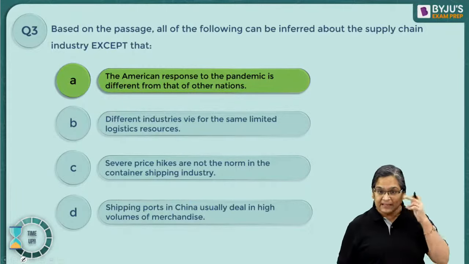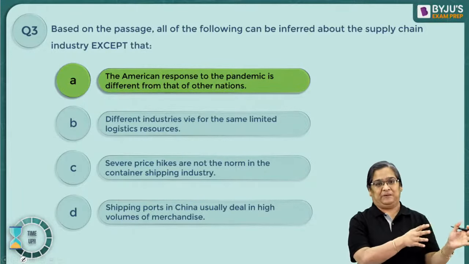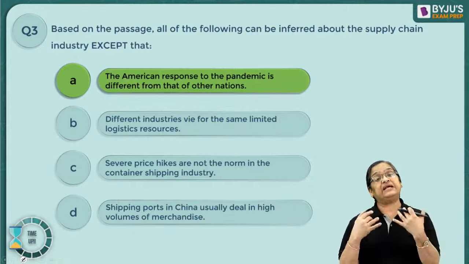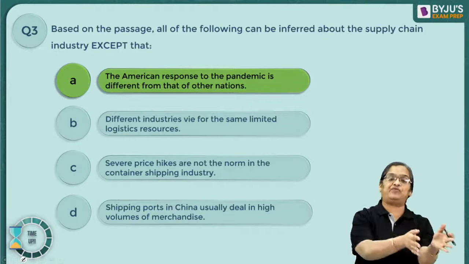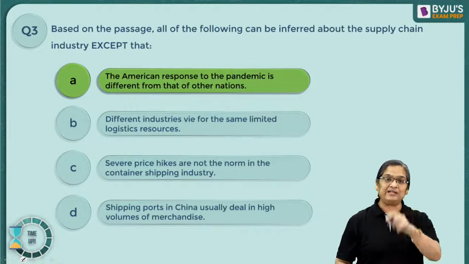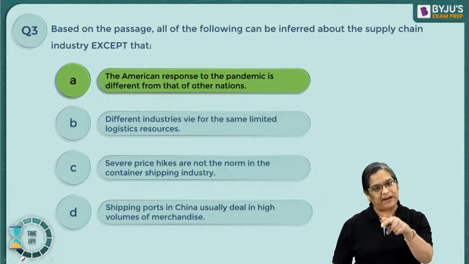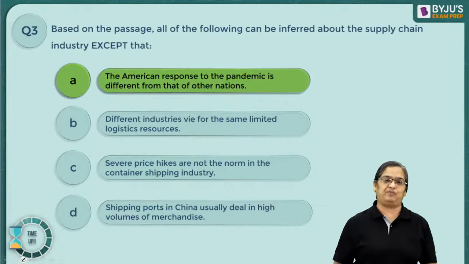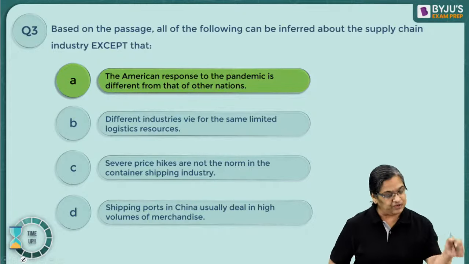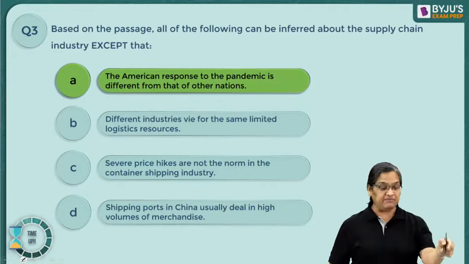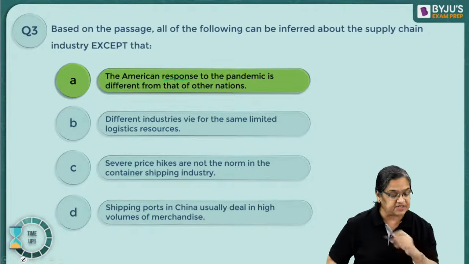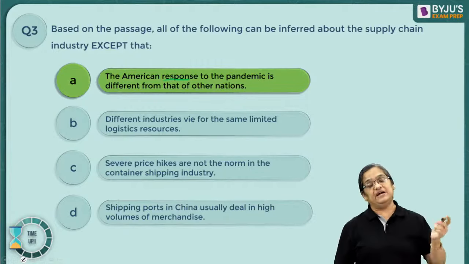That means the Americans have not responded differently. The system has regarded Americans as being different from the rest of the world, and the author says, but you know what? The pandemic proved that we are not different from the rest of the world. Therefore, we cannot infer this because it says American response to the pandemic is different.